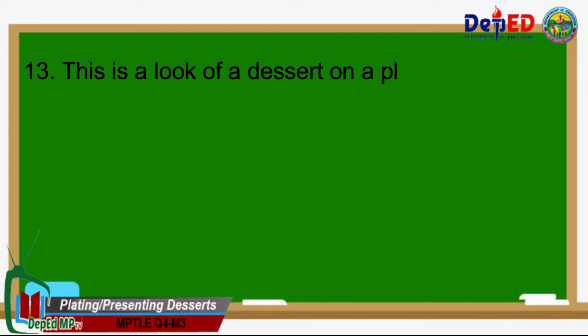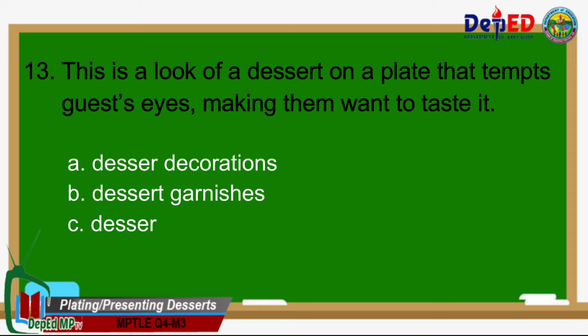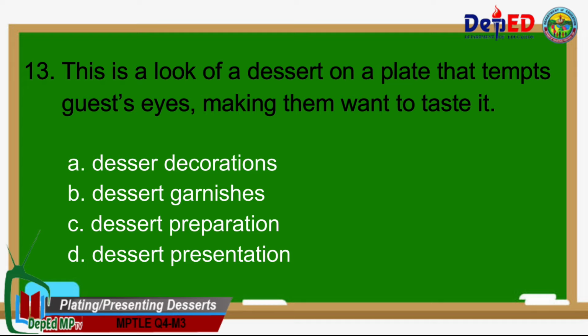Number 13. This is a look of a dessert on a plate that tempts guests' eyes, making them want to taste it. Letter A, dessert decorations. Letter B, dessert garnishes. Letter C, dessert preparation. And letter D, dessert presentation. The correct answer is letter B.